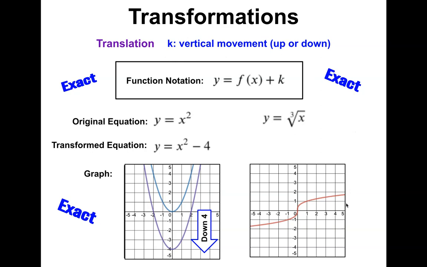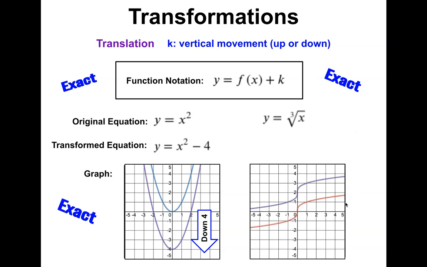If we have that original graph and it shifts up 2, we're going to add 2 to our function. And notice we just tack it on at the end, shown here in our function notation, because we're really taking our y values. Y stands for f of x, so we're taking our y values and adding k to that, adding the vertical movement or subtracting.